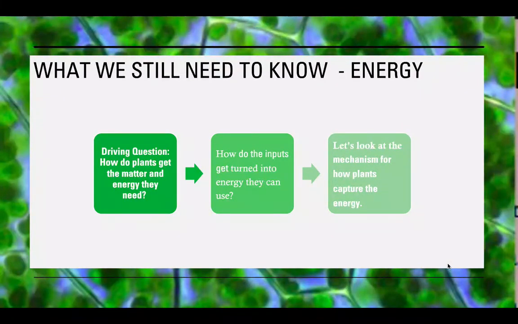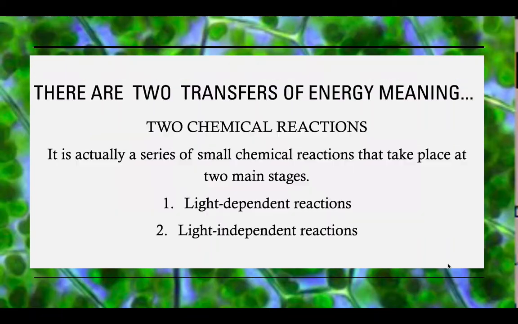But what do we still need to know? We still need to know a lot about energy. So our driving question is, how do plants get the matter and energy that they need? We want to think about how these inputs get turned into energy that the plants can then use. So let's look at the mechanism for how plants capture the light energy, because we know they use sunlight energy. Let's look at how they capture this energy and how they use it.